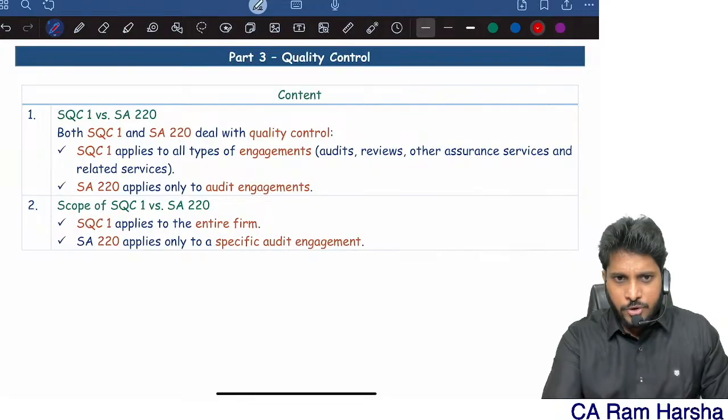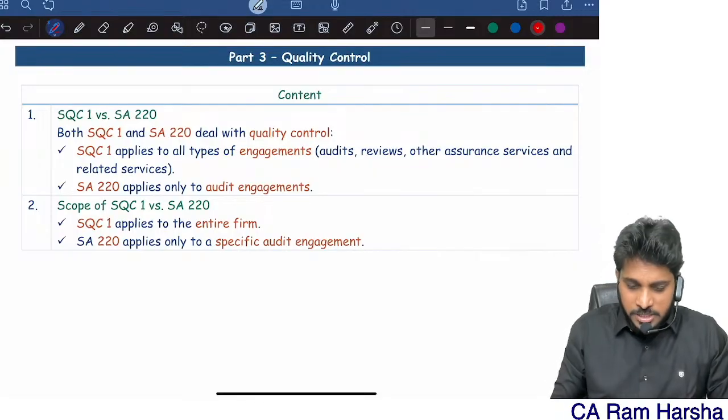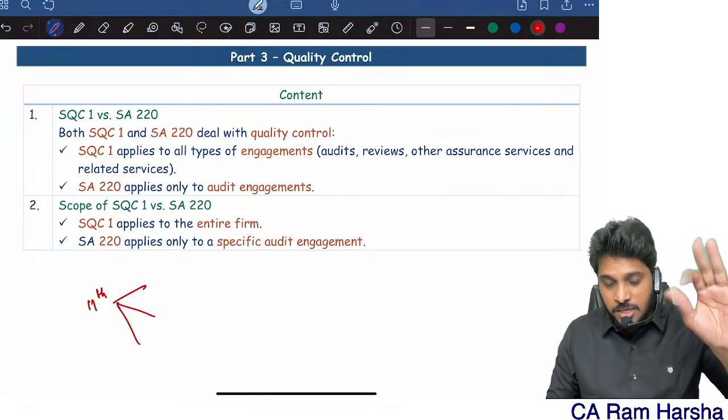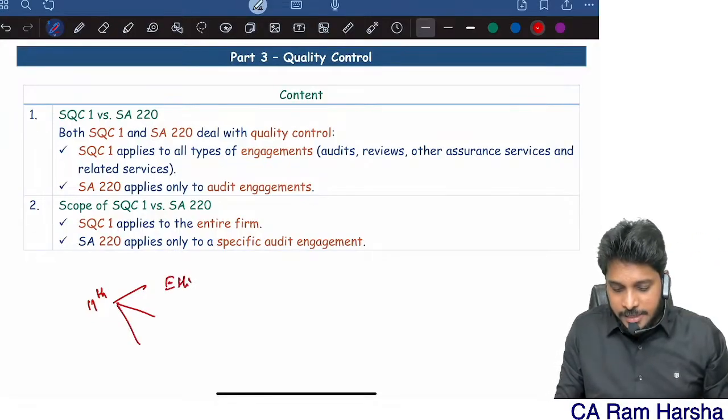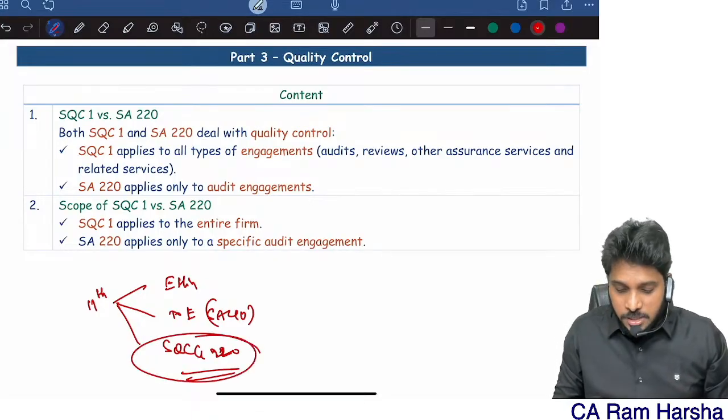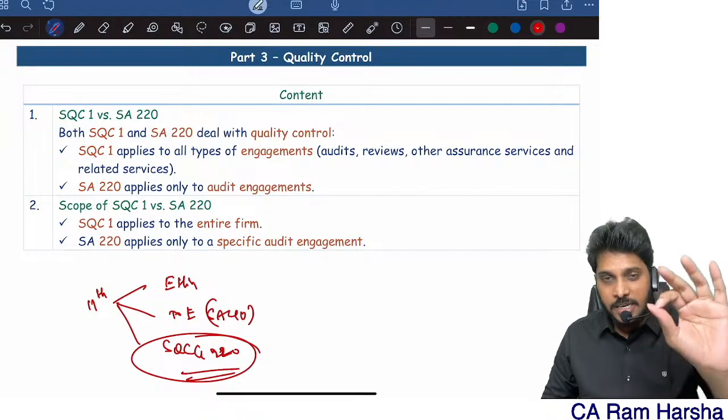I hope every one of you is aware of the quality control topic, which is there in your ICAI book as a part of the 11th chapter. The 11th chapter is ethics and terms of engagement. Inside that, ethics discussion is there, terms of engagement, which is nothing but SA 210, is there, then SQC and 220, two standards were discussed. This is the third part, nothing but the quality control part in that chapter.